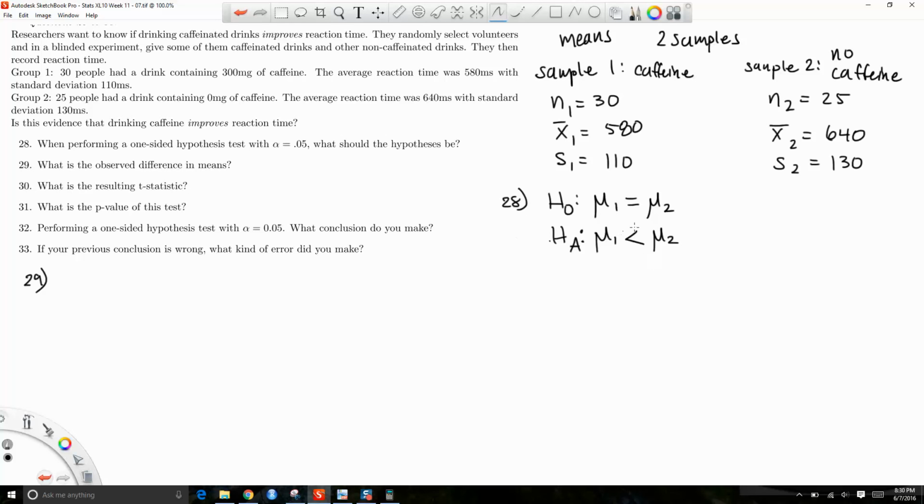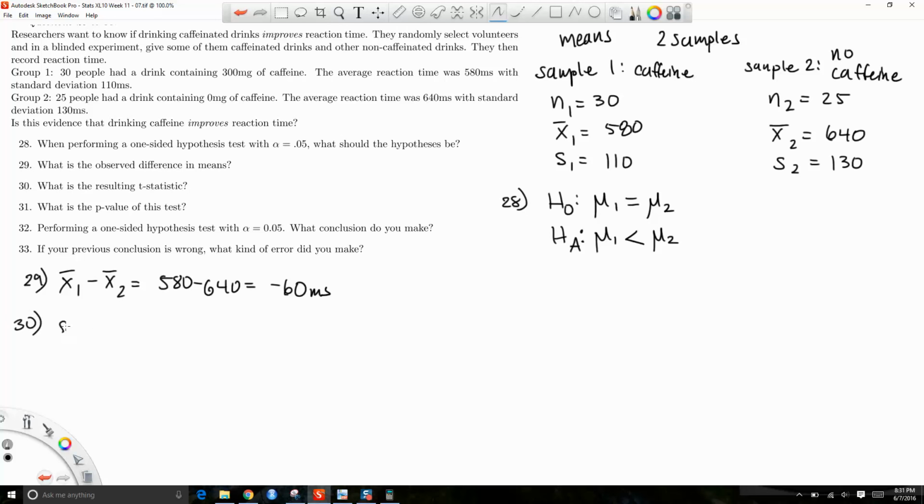All right, the observed difference in means. What's our observed difference? It's going to just be the difference between x bar 1 and x bar 2, which is 580 minus 640. So we're getting a difference of negative 60 milliseconds. Okay. All right, number 30 asks, what's our test statistic?